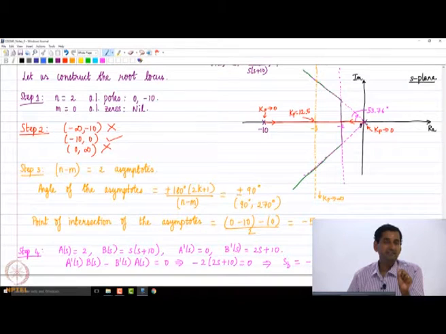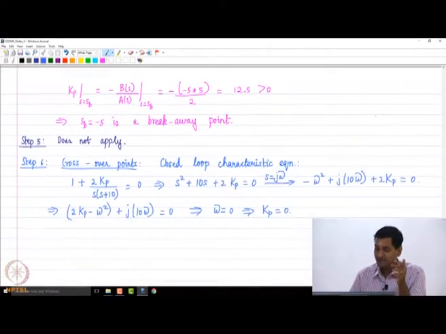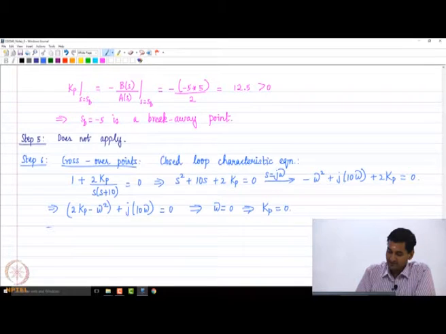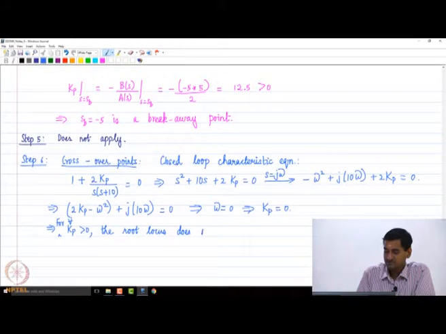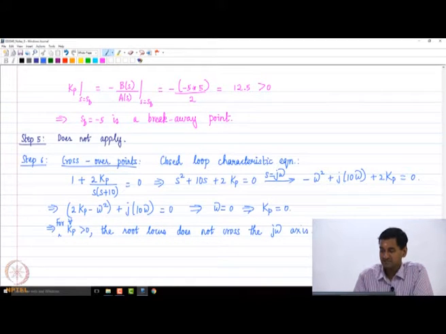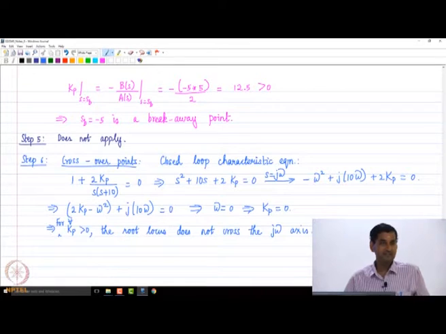So it starts at the origin when K tends to 0, because that's an open loop pole. So the conclusion we can draw is that for all Kp greater than 0, the root locus does not cross the j omega axis. Okay, so that's the interpretation we can have.